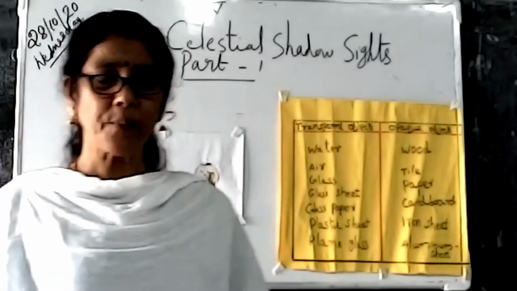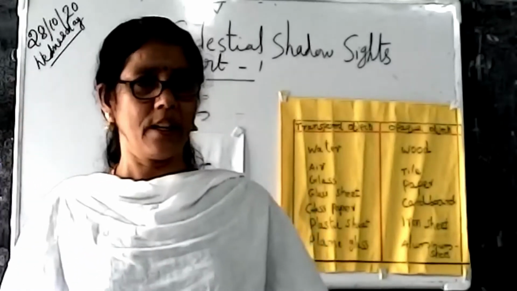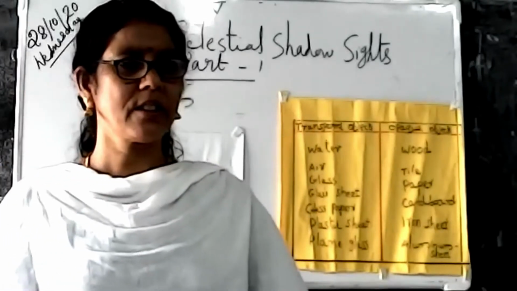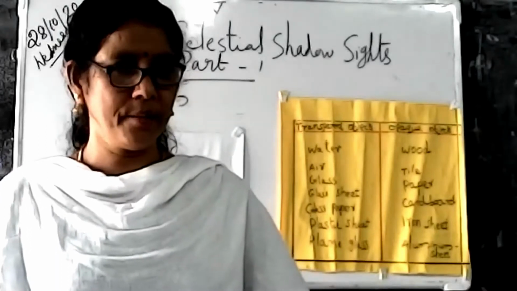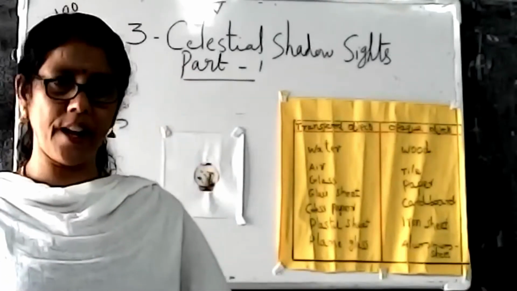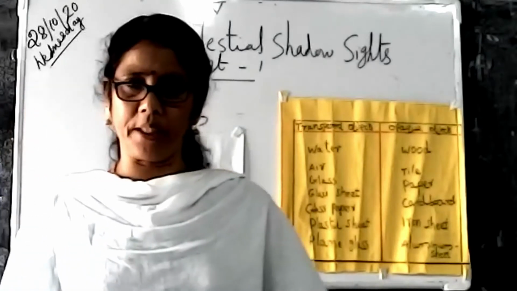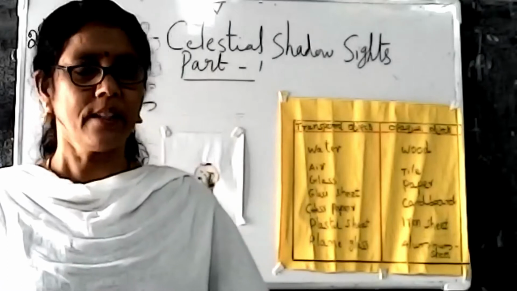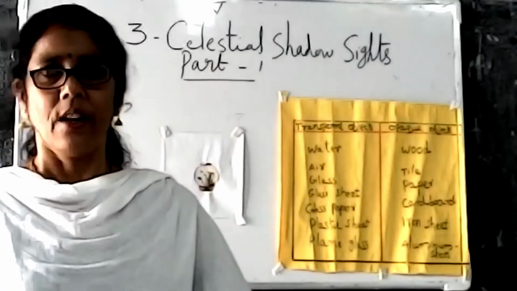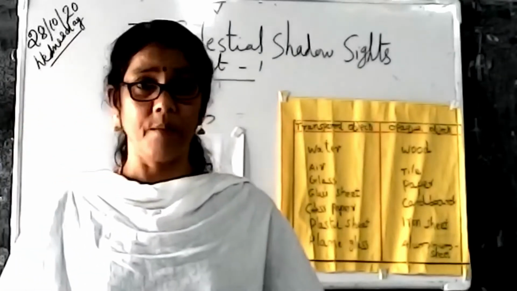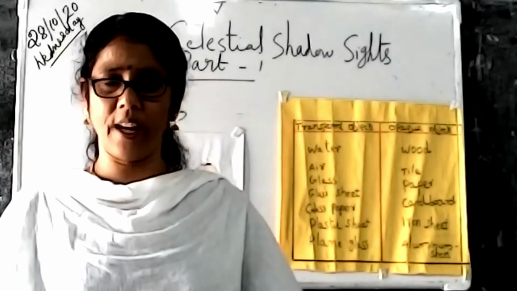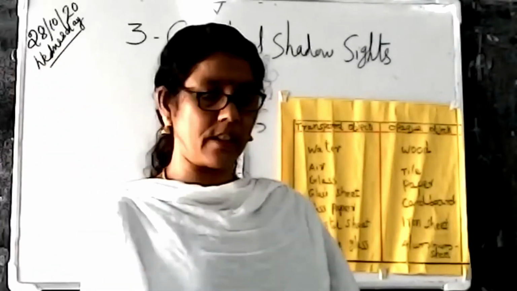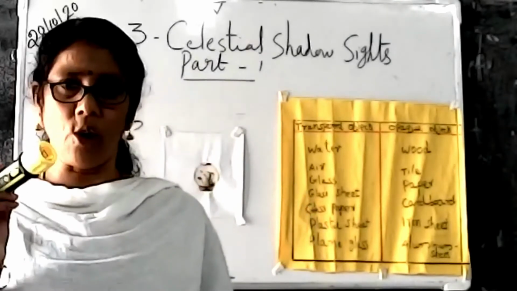First of all, we have to know the steps. The first step is the aim. We have to write: to see that light travels in a straight line. Then the next step, materials required. We can take a torch.